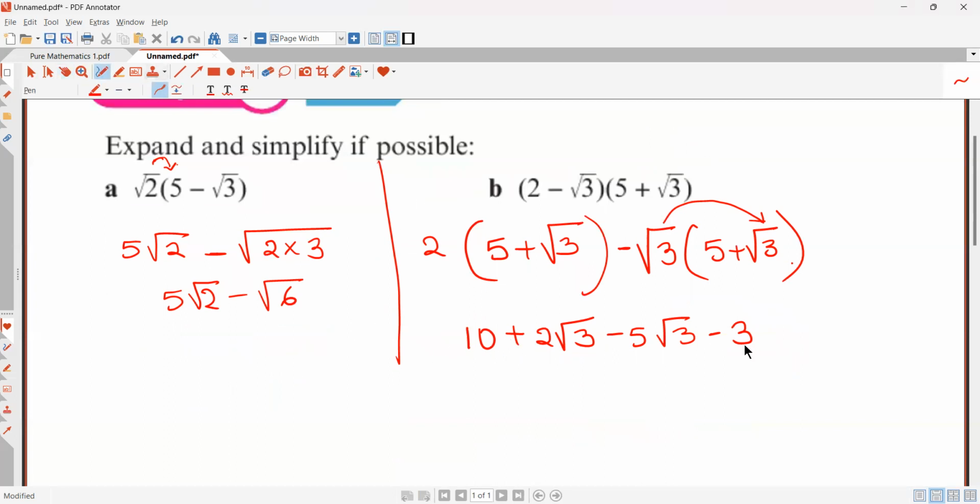Okay. So now 10 minus 3. What is 10 minus 3? 7. See, there are root 3 in both of them. That means you can add them. Can it be minus 3 root 3? Now, I would suggest you do this in the calculator. Write this with brackets in the calculator. See what answer you are getting. I'll pause the recording.